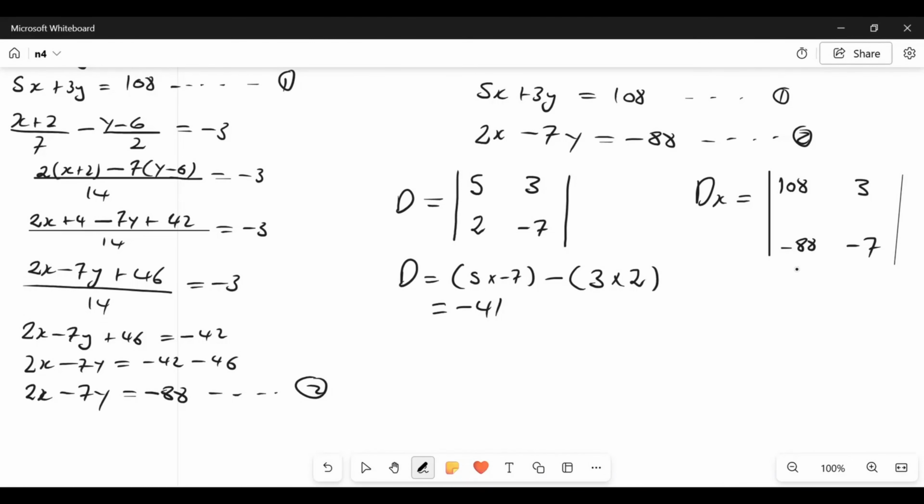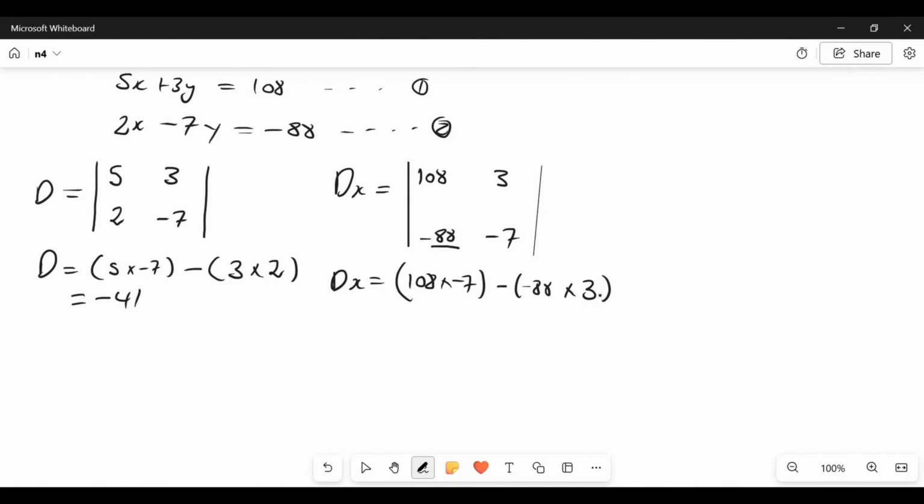There we go. So when you calculate dx, you're going to do a similar thing to what you did here. You multiply the first entry and the last entry there. So let's do it. It's going to be 108 multiplied by negative 7 minus. Now you multiply the third entry with the second entry there. So we're going to have negative 88. Let me create space here with a 3 there. There we go. So your answer here for dx is going to be negative 492. There we go. So we are done with dx.